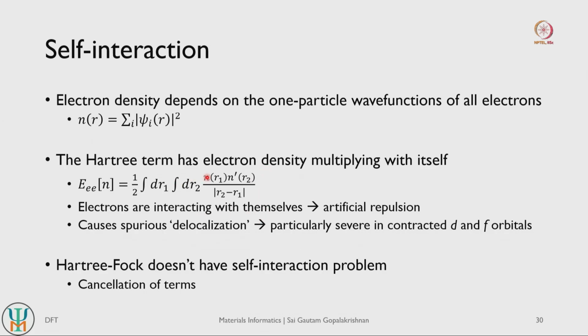So if you have a scenario where an electron is delocalized between these two positions, R1 and R2, a given electron exists both at R1 and at R2. If you are evaluating this electron repulsion term, you are not accounting for the fact that it's the same electron that contributes to the density here and the density here, right. In other words, the same electron is repelling with itself.